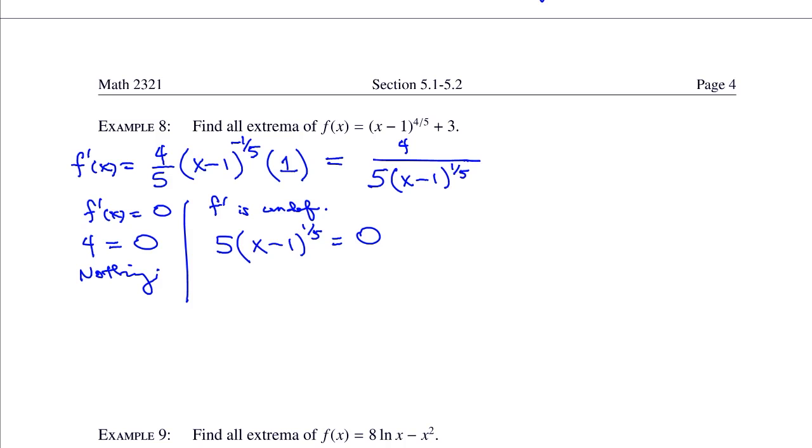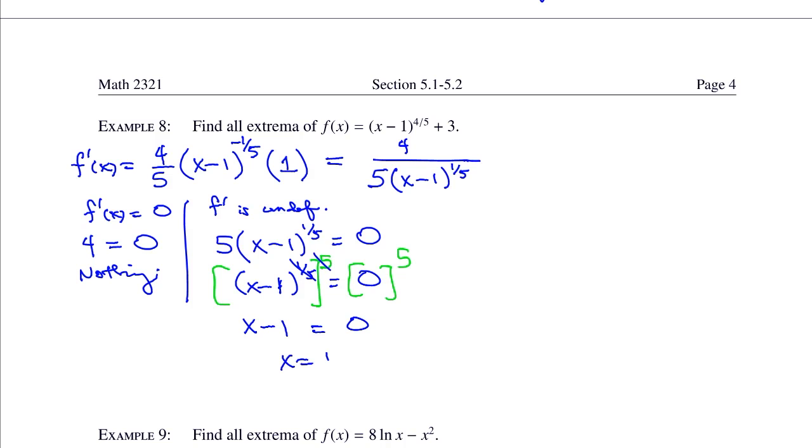All right, to solve for x, we need to work our way inside the parentheses. We get rid of the 5 first, so divide both sides by 5. 0 divided by 5 is still 0. To get rid of the 1/5 power, I'm going to raise both sides of the equation to the 5th power. That, in turn, cancels off these powers. It essentially makes them 1. That leaves me with x minus 1 equals still 0. So x is equal to 1.